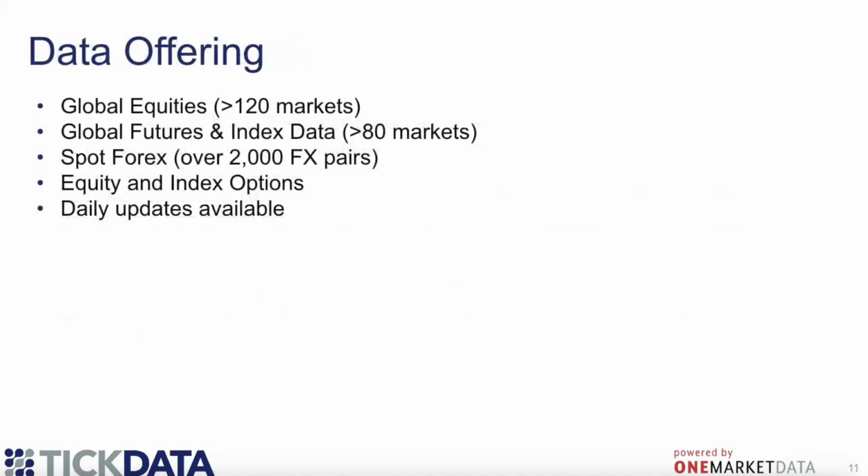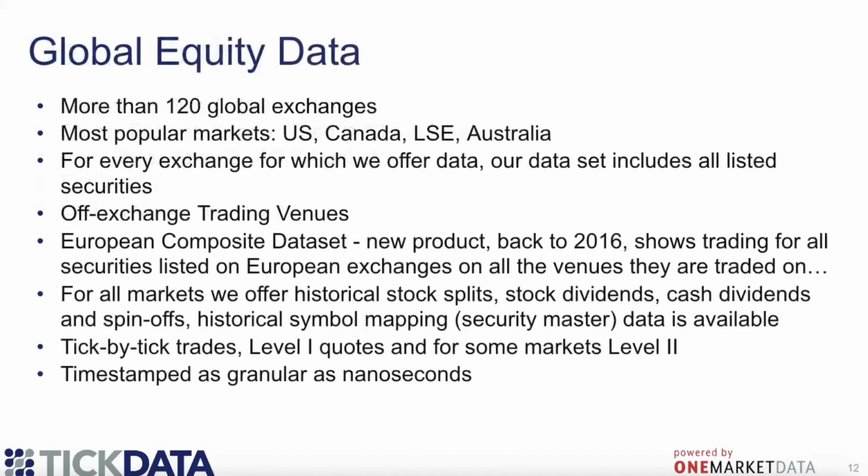Now let's get just a little bit into our data offering. At a high level, we offer global equities, global futures and cash indices, spot forex, equity and index options, and daily updates for all of these markets. So first, we'll look at global equities. We offer global equity data for more than 120 global exchanges in total. Our most popular markets for which we offer equity data are the US, Canada, LSE, and Australia. We're seeing a lot of activity, though, from Hong Kong and from China as well.